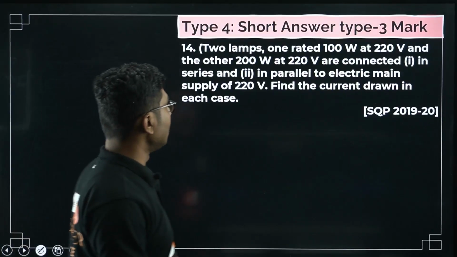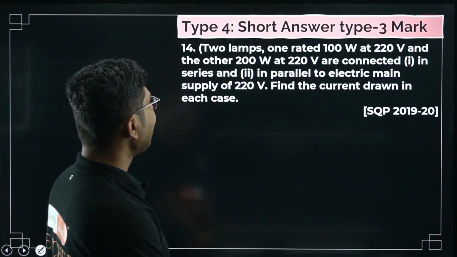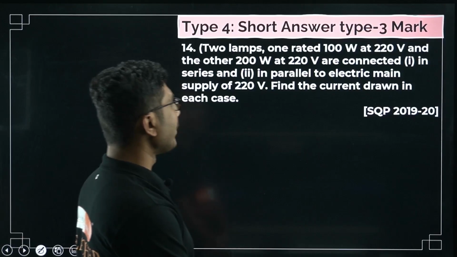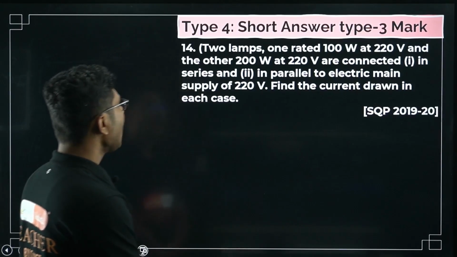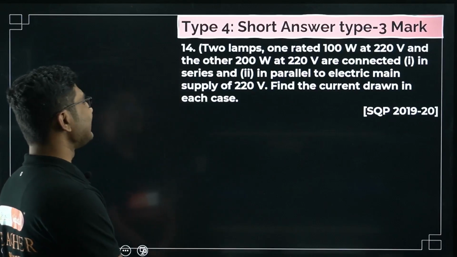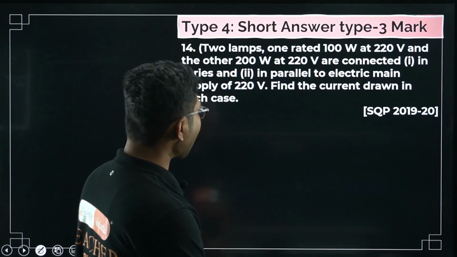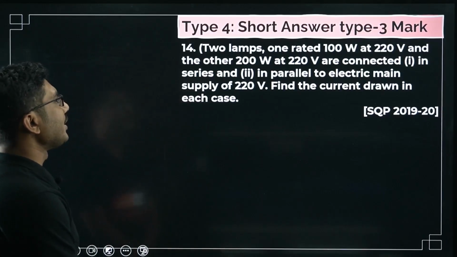Now, two lamps, one rated 100 watt at 220 volt and the other 200 watt at 220 volt, are connected in series, number 1, and number 2 connected in parallel to the main supply of 220 volt.